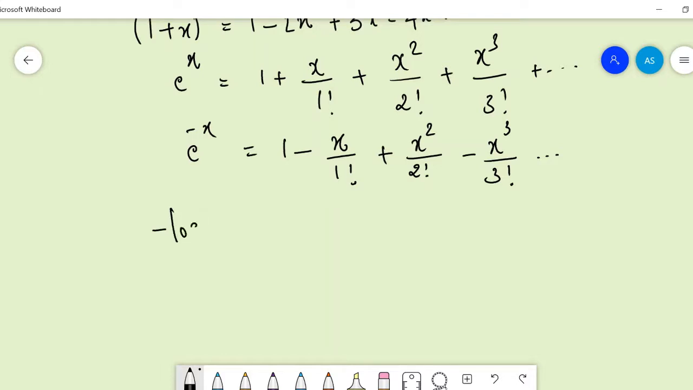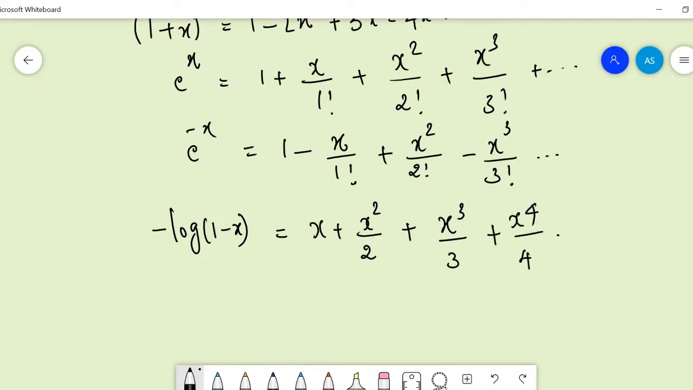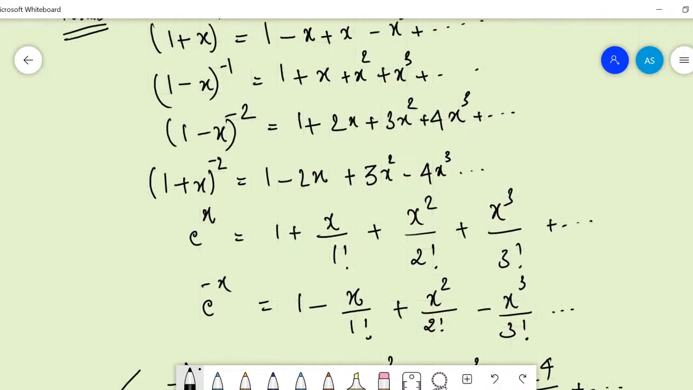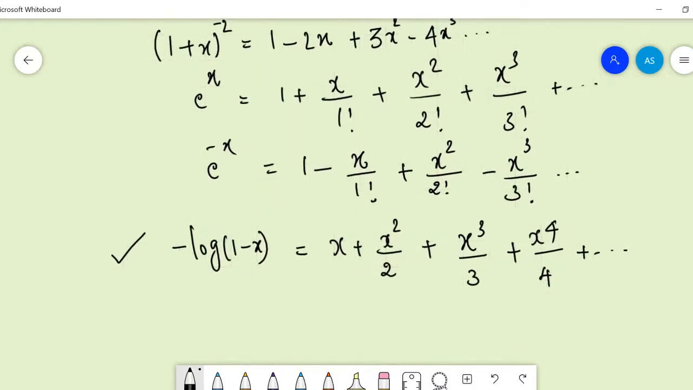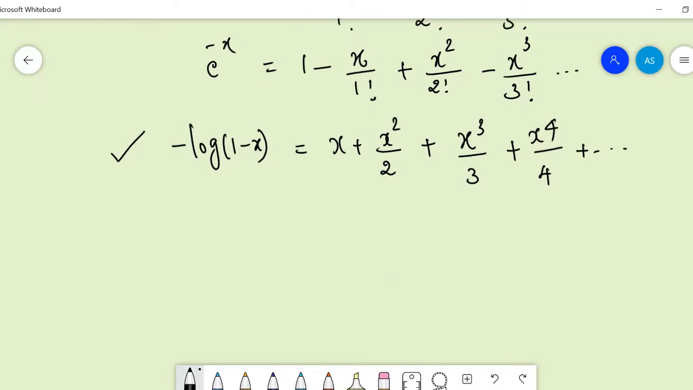And minus log of 1 minus x plus x square by 2, x cube divided by 3, x power 4 divided by 4 and so on. Frequently you are using this formula only: (1 plus x) whole power minus 1, (1 minus x) whole power minus 1, and minus log of 1 minus x. So in this illustration, we have to find Z transform of 1.